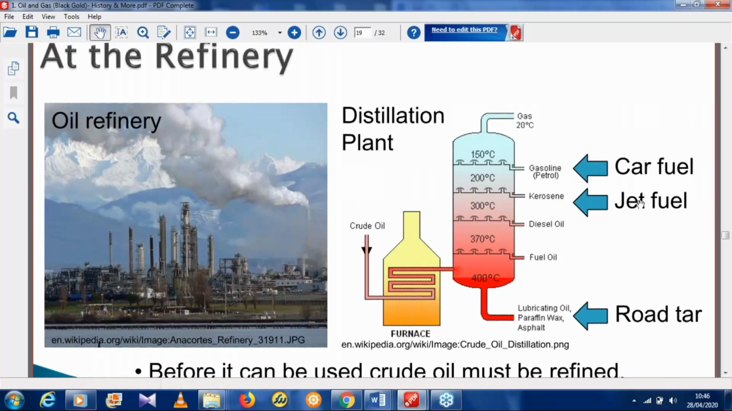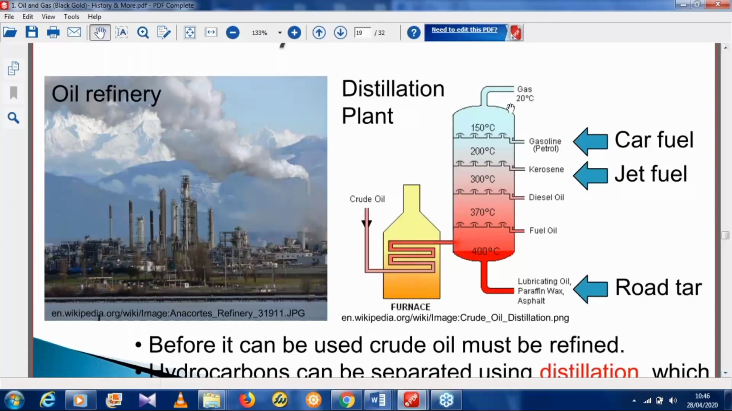Kerosene is also known as jet fuel or dual-purpose kerosene. This is an example of the distillation plant where we have the separation of crude oil into its various components. At the very bottom, we have lubricating oil, the waxes, the paraffin, and the rest coming out at the base.